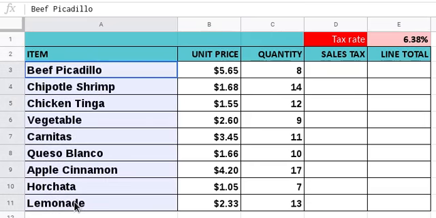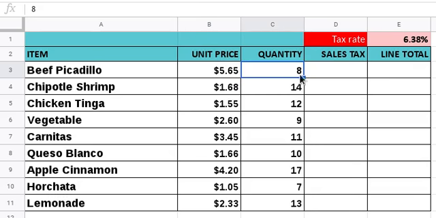These are item names, easy to understand. Unit price means the cost of each unit. If, for instance, this first item, beef, costs $5.65 each, and you take 8, that is 8 kilograms of beef, the total you'll pay for the beef without the tax will be this unit price multiplied by the quantity.